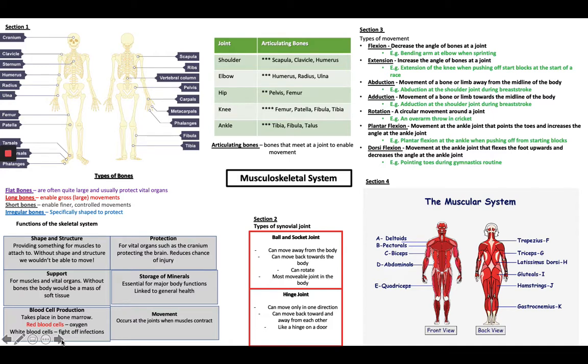Section 4 is the muscular system. Very similar to the skeletal system, you need to know the name and location of all these major muscles. And once again, get somebody at home to test you. Get them to point at a muscle on their body, and you have to say the name of this muscle.